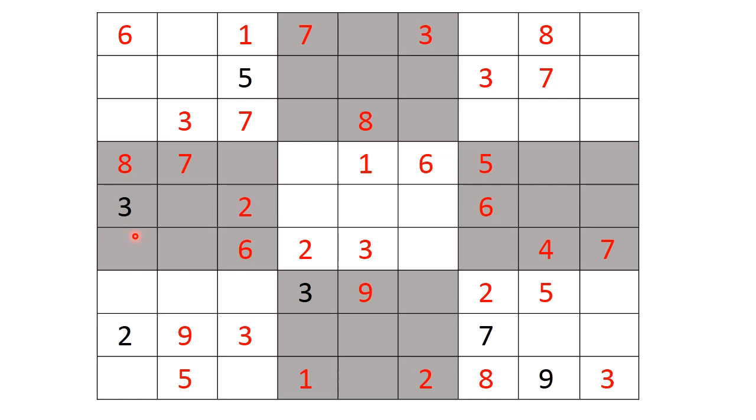And next is number 3. In this whole row I can't enter 3, even with this. Even in this column I can't enter 3, as 3 is already present over there. Even here, even here, even here and even here. So the only place I get is this one.